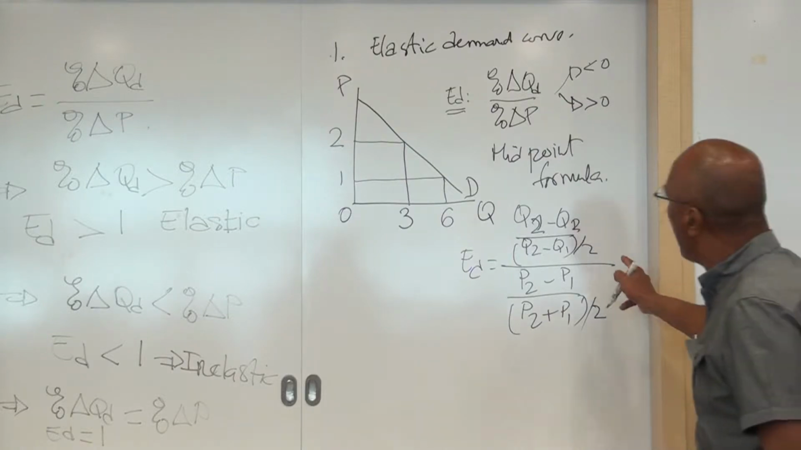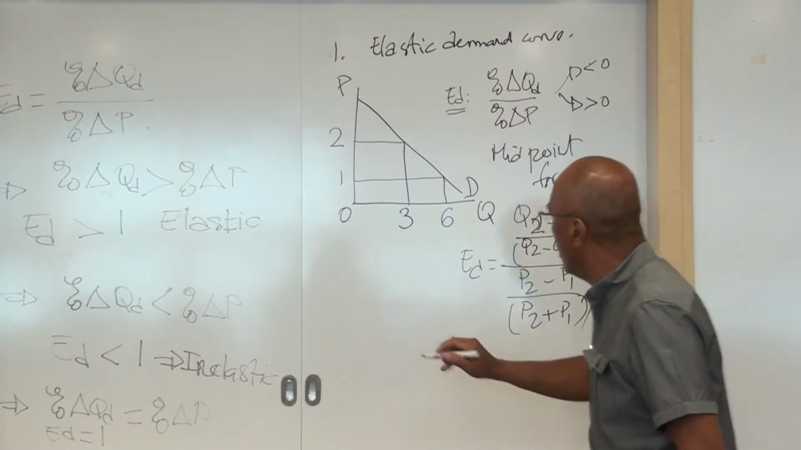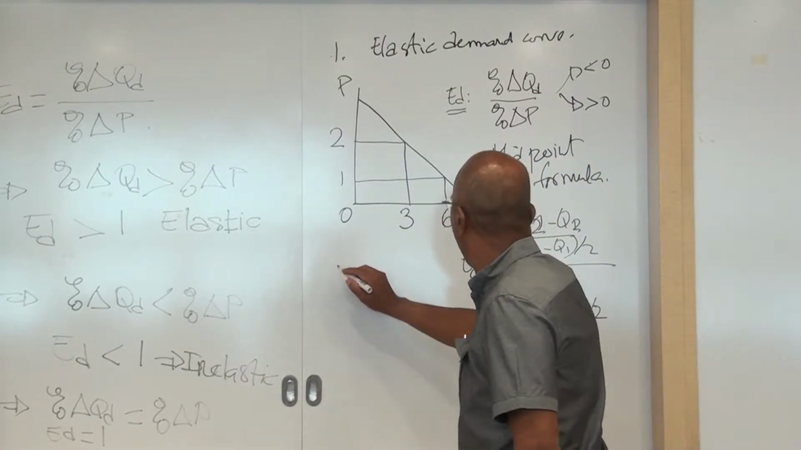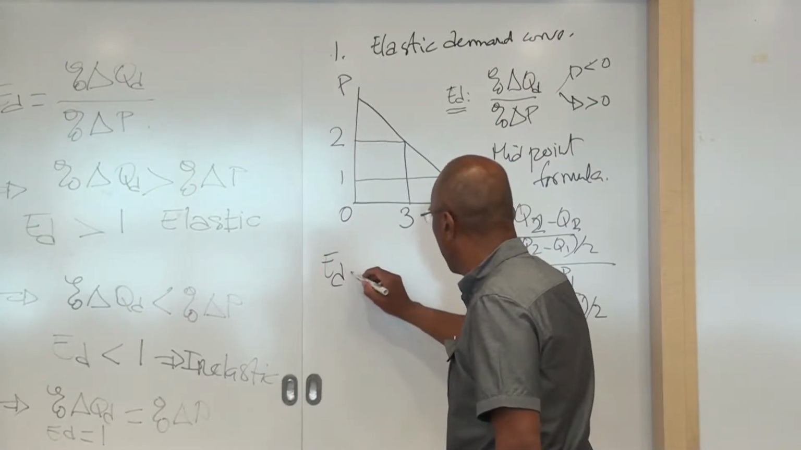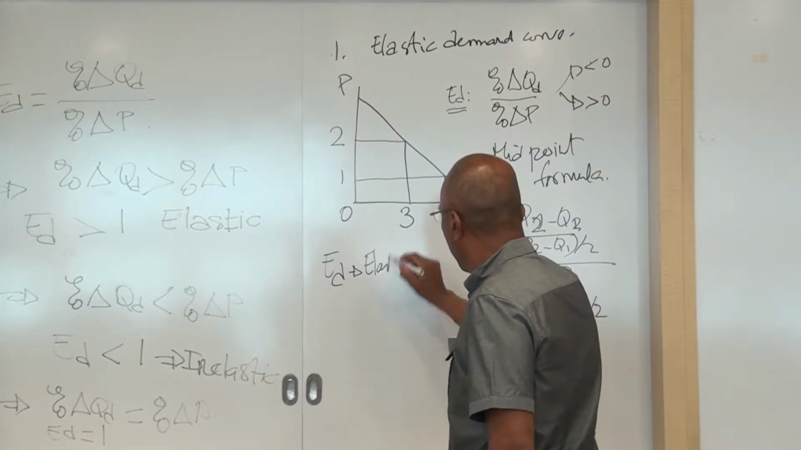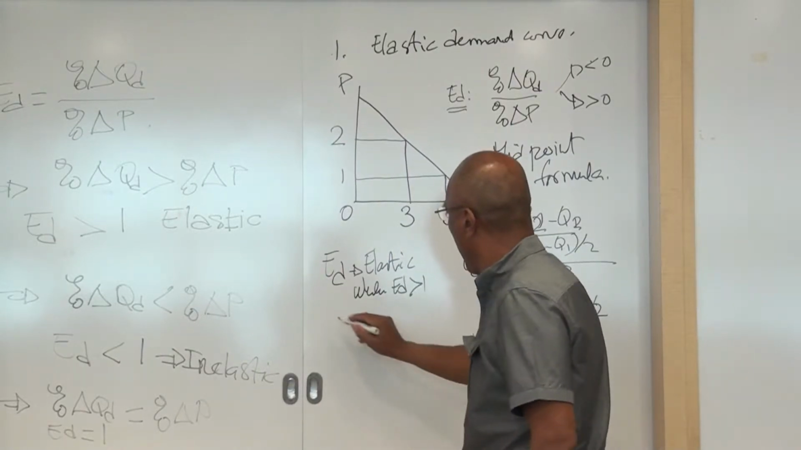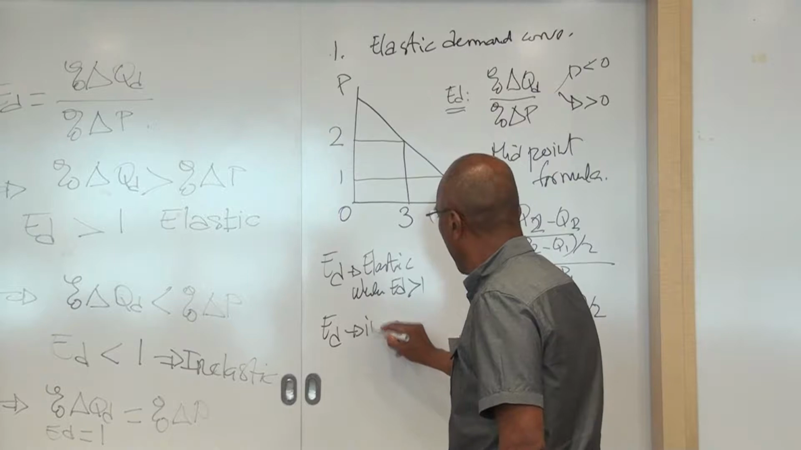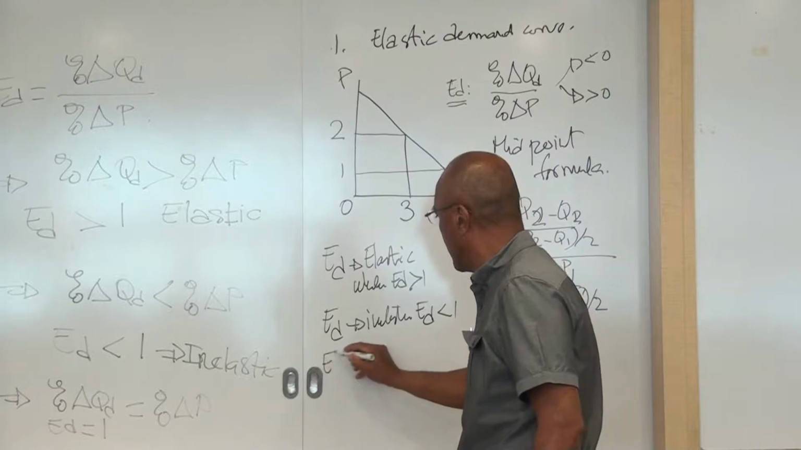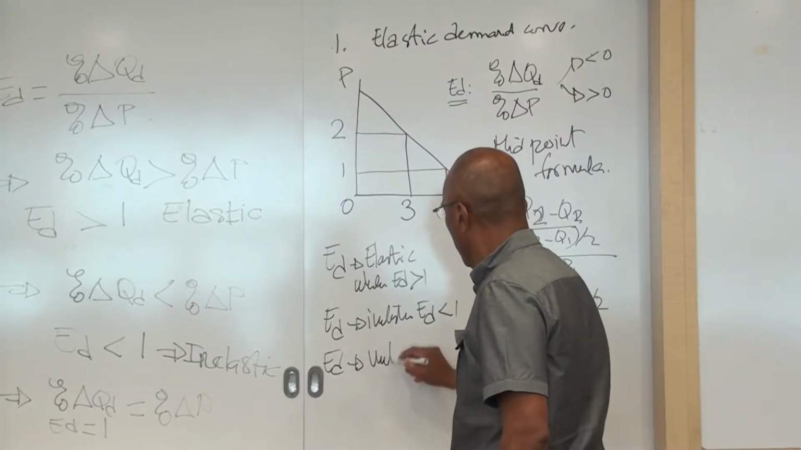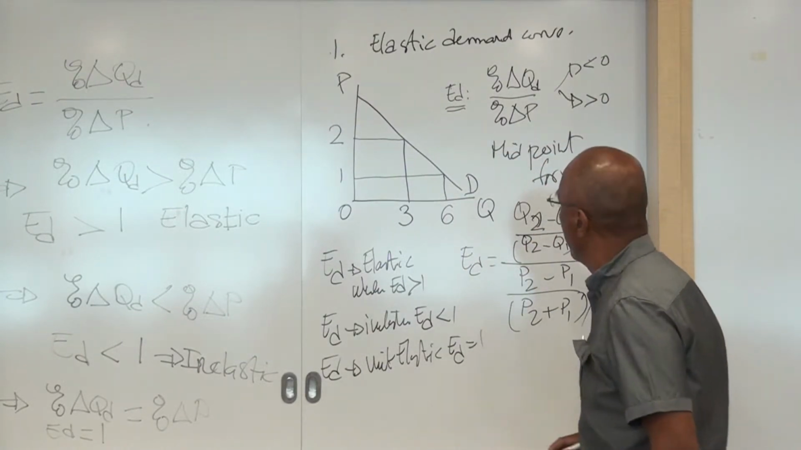So if we apply this formula in here, then we can refer ourselves to the previous table that we have talked about before. Demand is elastic when ED is greater than 1, and elasticity of demand is inelastic when it is less than 1, and elasticity of demand is unit elastic when ED is equal to 1.